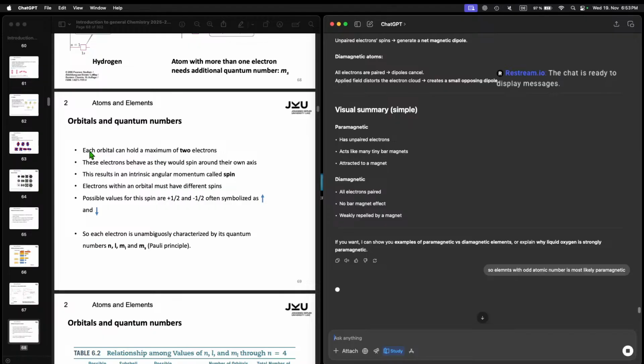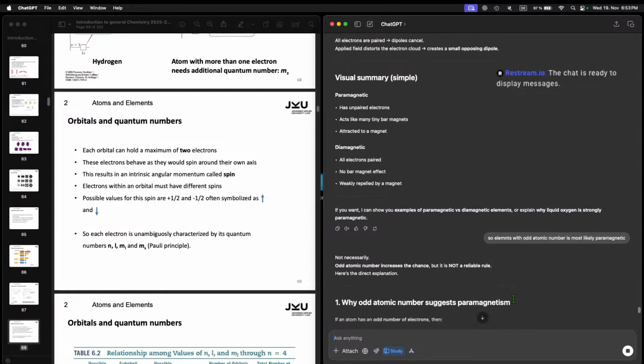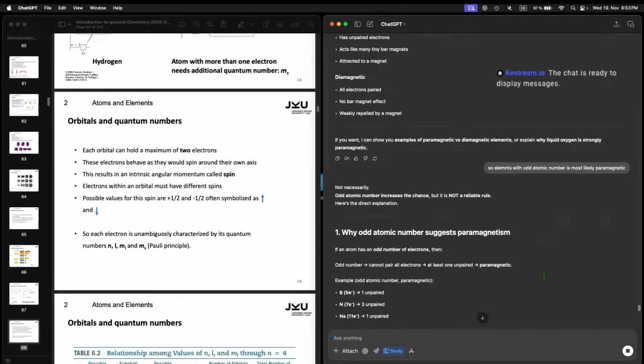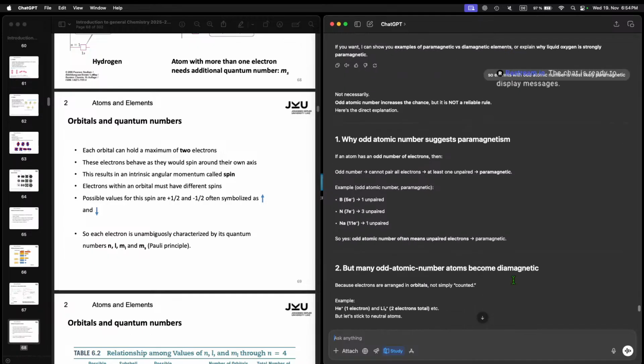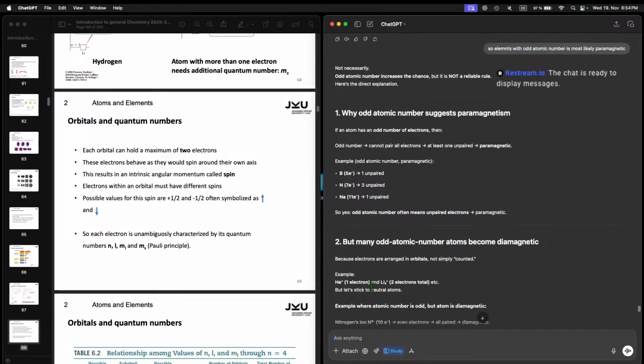Each orbital can hold a maximum of 2 electrons. These electrons behave as if they spin around their own axis. Odd atomic number increases the chance, but it's not a reliable rule. Why? If an atom has an odd number of electrons, it cannot pair all electrons. At least one is unpaired, so paramagnetic. So yes, odd numbers often mean unpaired electrons and paramagnetism, but many odd atomic number species become diamagnetic, like helium, lithium, but those are ions.